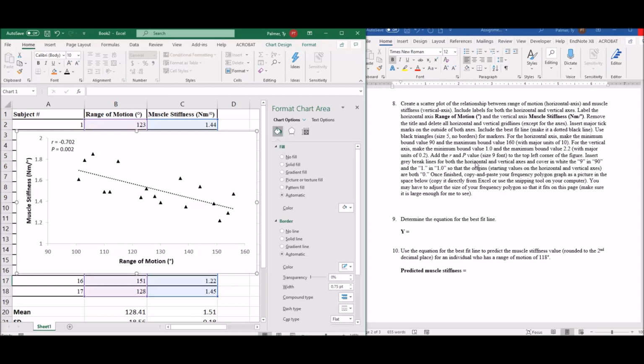Alright, now that we've added the R and P value to our graph, it says insert gray break lines for both the horizontal and vertical axes and cover in white the 9 and 90 and the 1 point in 1.0 so that the origins, the starting values on the horizontal and vertical axes, are both 0. So you probably read that and you're like, what the heck, Dr. Palmer, what are you talking about? Okay, I'm going to show you here, so not to worry.